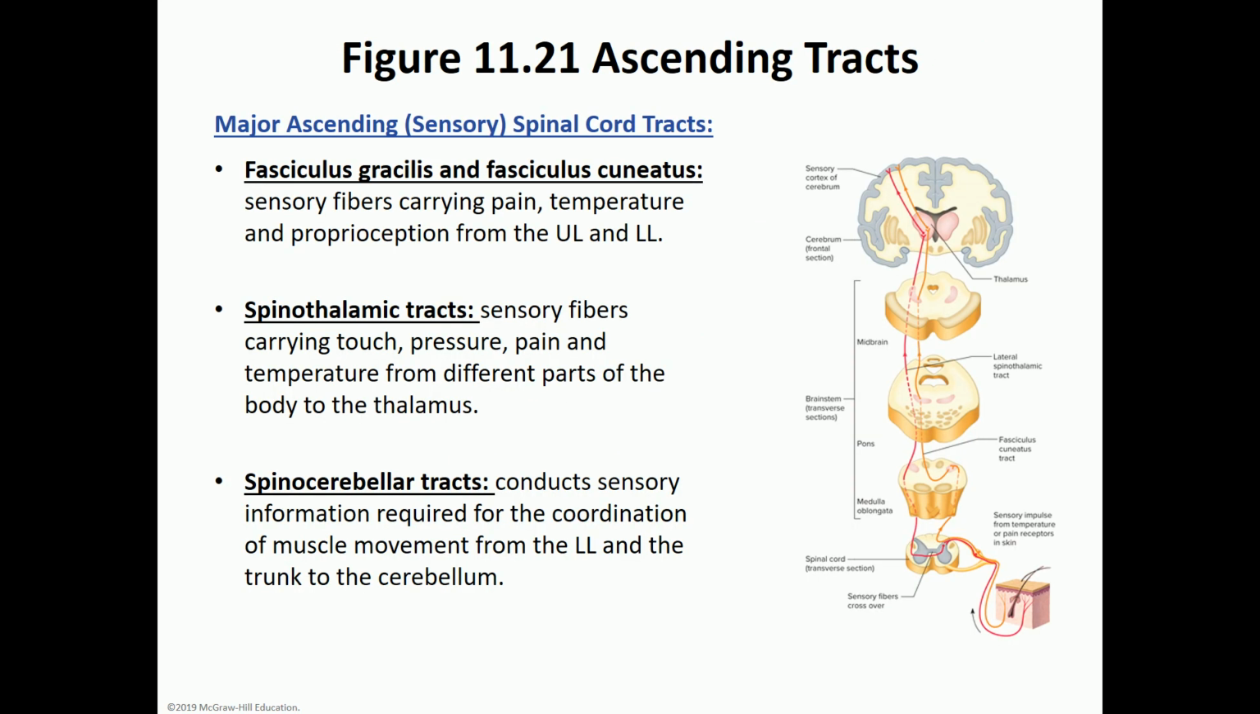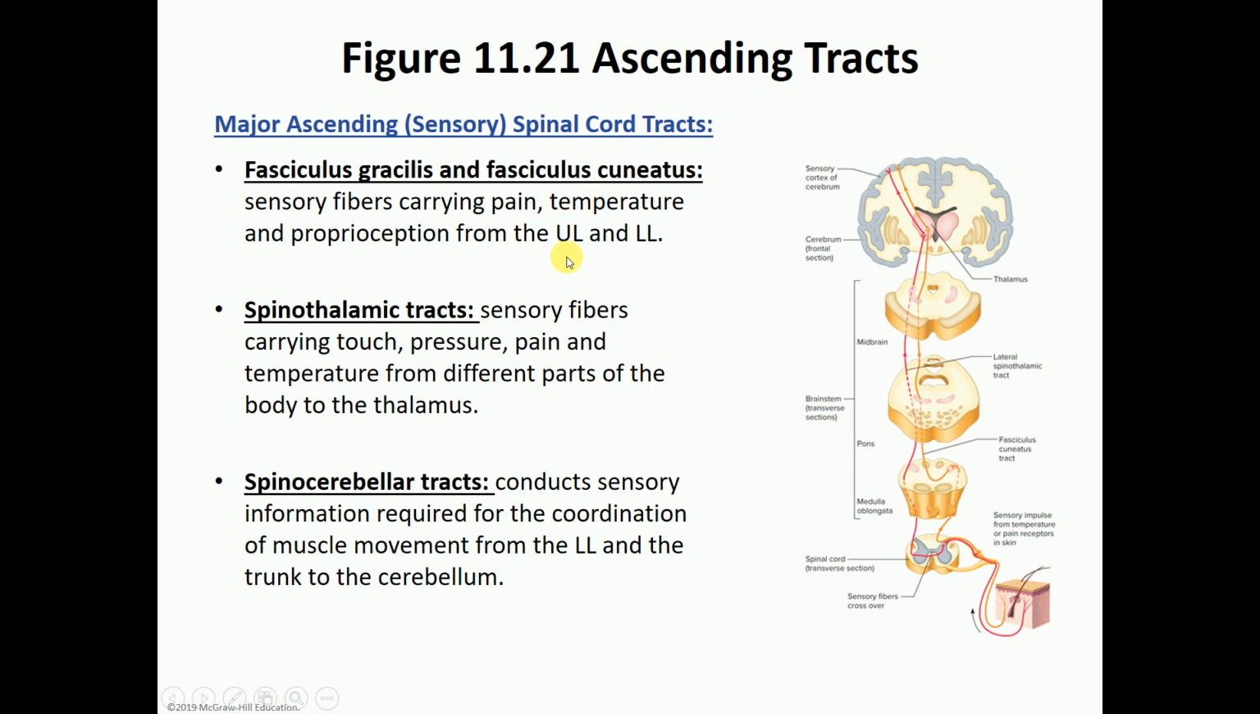So these are the major ascending tracts that we want to know: the fasciculus gracilis and the fasciculus cuneatus. These are sensory. They are going to carry pain and temperature and proprioception from the upper and lower limbs. Okay, gracilis is from the lower limbs, cuneatus is from the upper limb. I tend to remember it, gracilis comes from grace, or gracefully dancing with your lower limbs, while cuneatus would be the other one for the upper limbs.